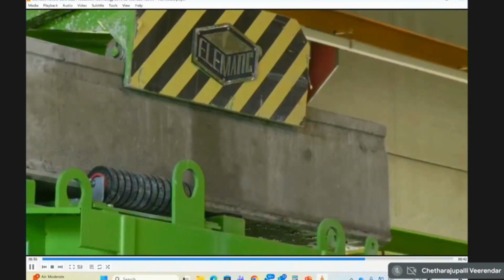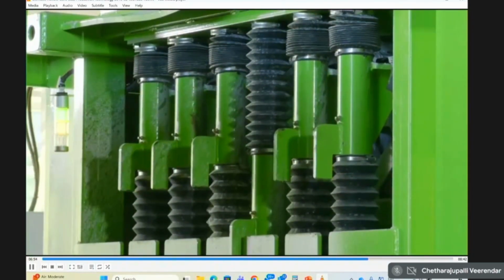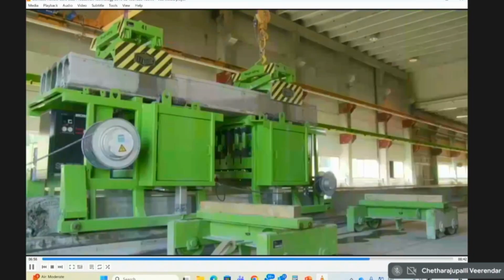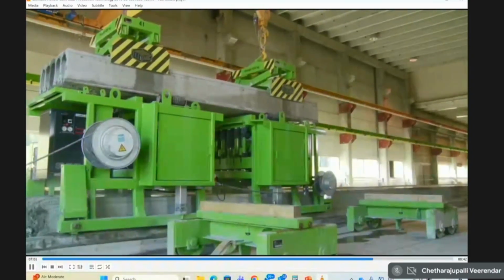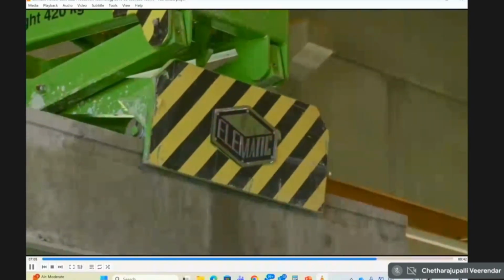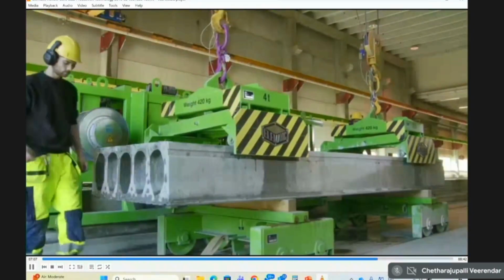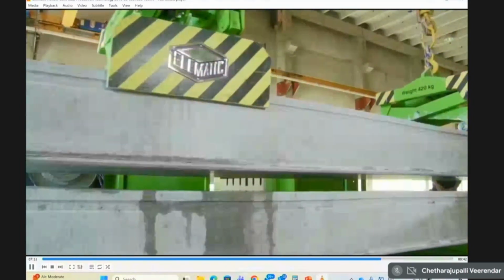Here they are drilling some holes at the bottom because in Finland there is a lot of cold, and sometimes snow will form inside the holes of the cores of the slab, and they don't want it to be there when they are erecting this in the building. So holes are allowing the water to thaw out and get out of the slab.